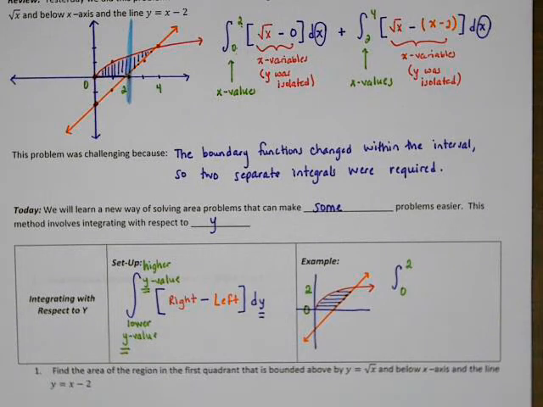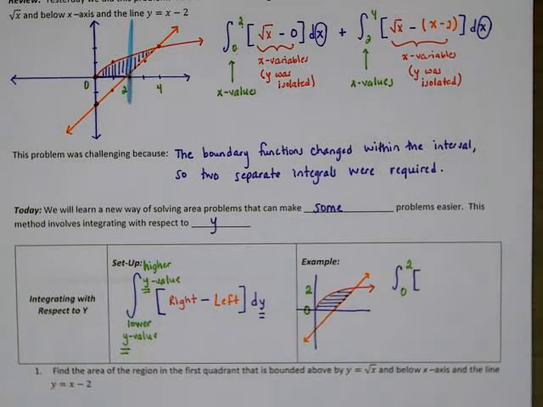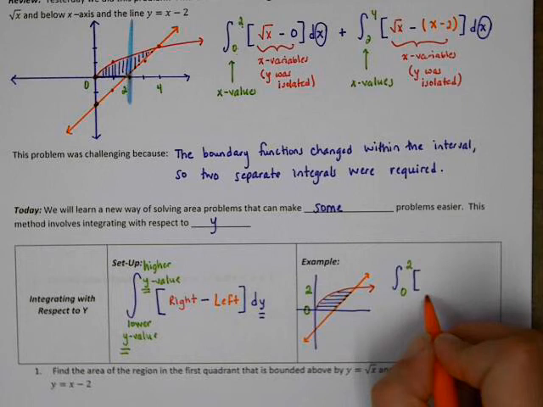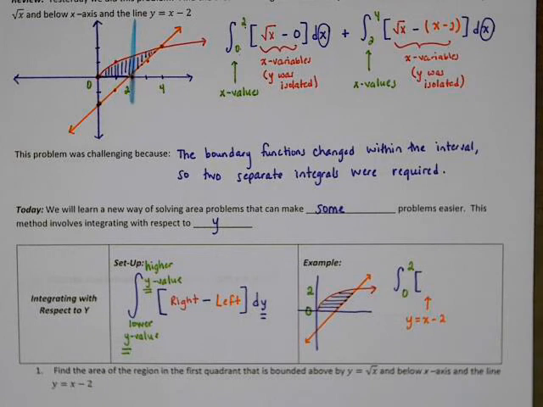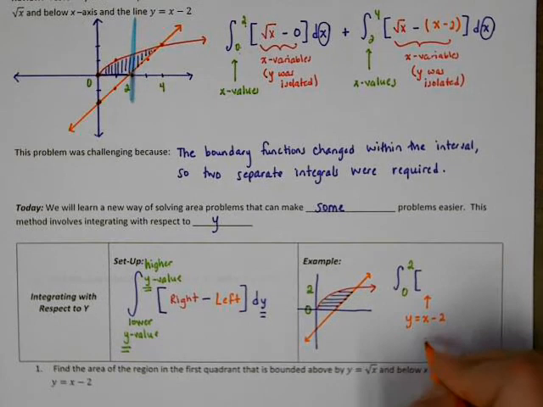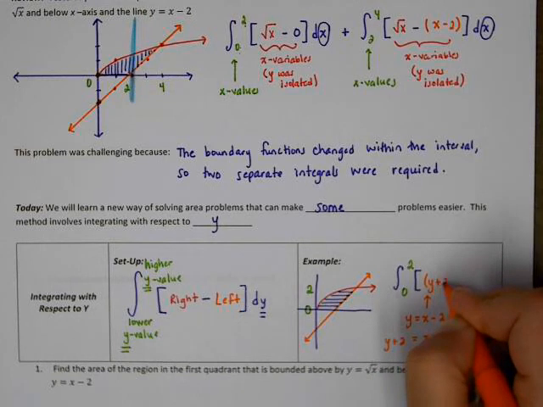Then I could compute right minus left. In this case, the right function would be y equals x minus 2. But I would need to rearrange this so that the y variables are inside. So all I would do is just add the 2 to the other side, and I would put y plus 2 here.